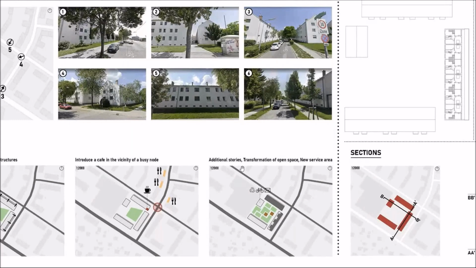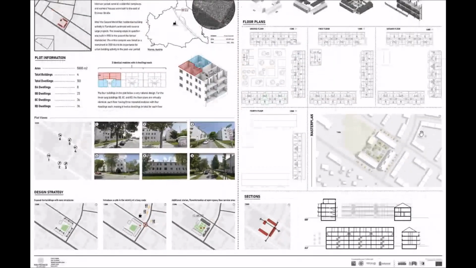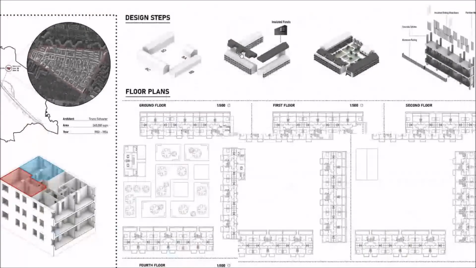And the third step would be additional stories to some of the buildings, and also the transformation of open space to define a new relation with the buildings and their additions, and also the introduction of a new service area. Okay, so I will continue to the design steps.